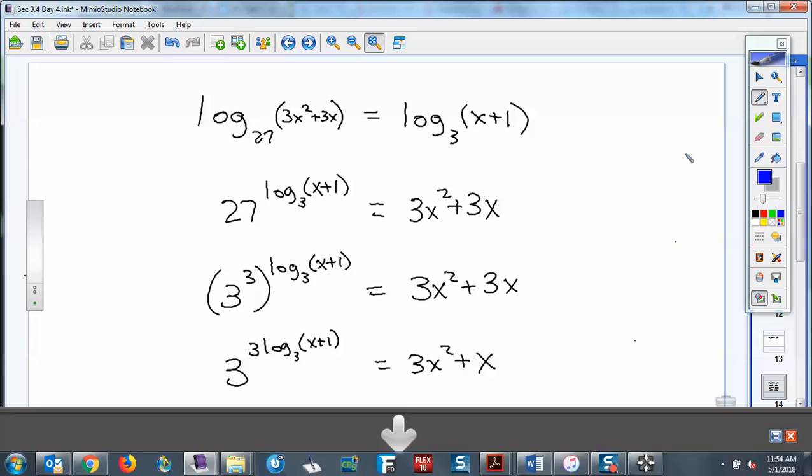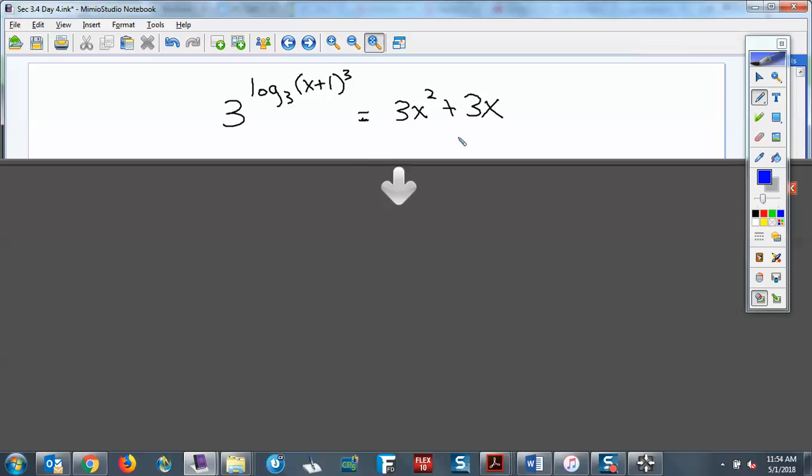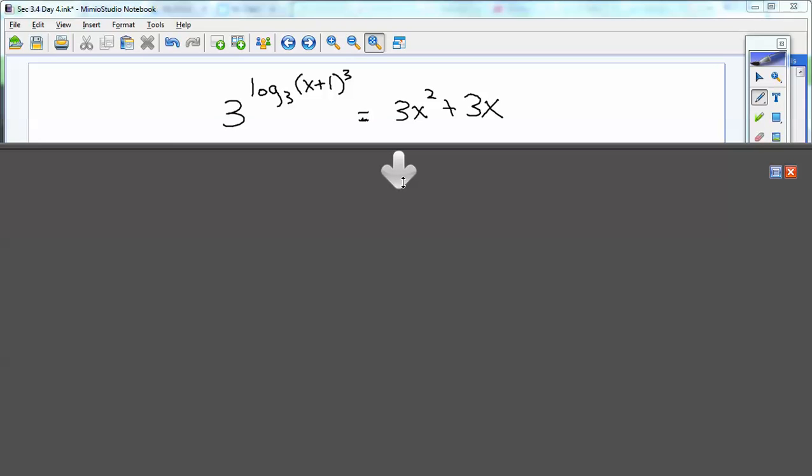What has to happen? Any questions on any of those steps? They're all pretty much the same as what we did before. Power and a power you multiply. And what do we do with that little 3 in front of that log? We have to put it up as a power, right? You got everything sitting in front of the log. So we need to put it up. We have to put it up there as a power, which means we have to cube x plus 1.